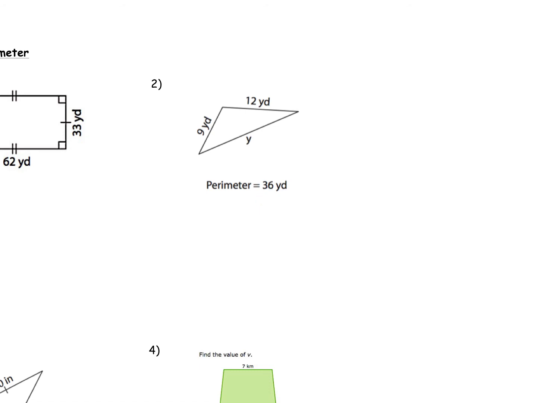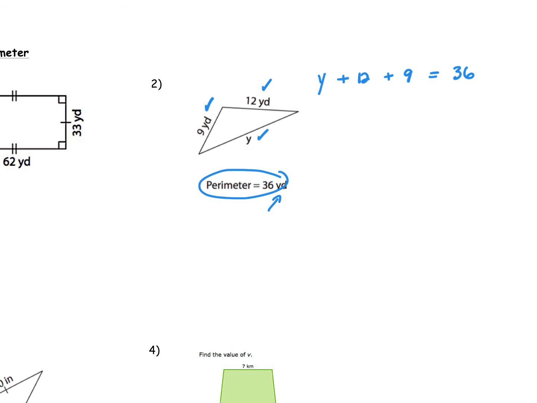So I'm going to start by adding the sides together. I'm going to start with the unknown and cross it off because I've accounted for it. Now I'm going to go to the 12. I'm also going to check that off my list, and then I'm going to acknowledge the 9. So I've covered all 3 sides, and together they equal 36. They've told us the perimeter, in fact 36 yards.